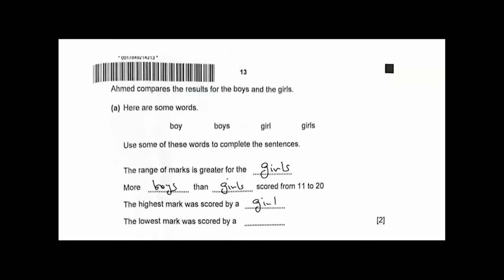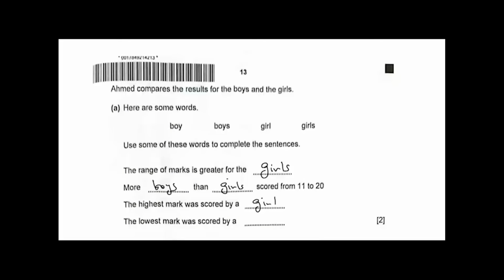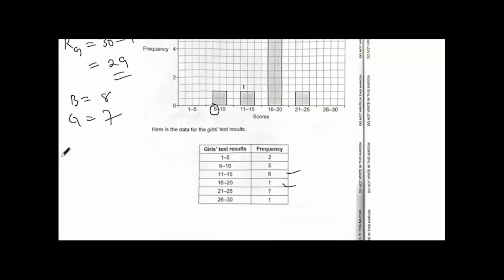Okay, then the lowest score. The lowest mark was scored by... so let's go to the lowest mark. Here the lowest mark is 6 for the boys, and then let's go down for the girls. It is 1.